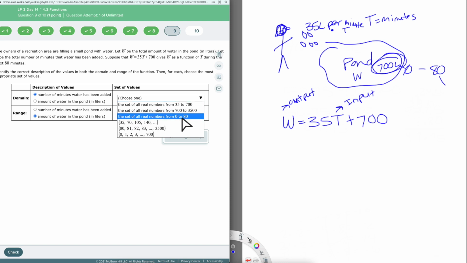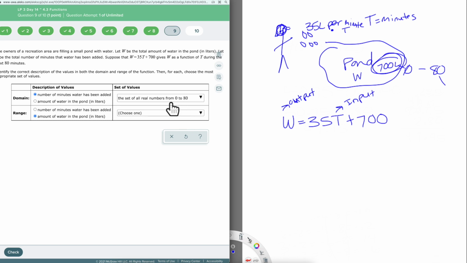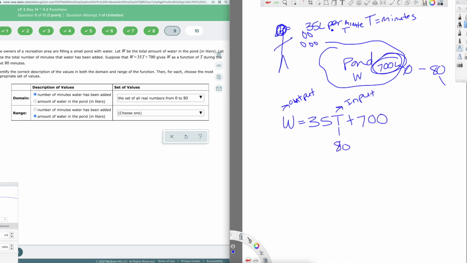I need to pick one that has 0 to 80 so I can see the set of all real numbers between 0 and 80, because that's my time limit. I can either not have started yet, or I can go for 80 minutes. The range has to do with how much water is in there based on that number of minutes. So we already know at the 0 mark, at the starting, we have 700. Now I need to know how much I will have at 80 minutes, because that'll tell me what the top limit of my range is. Right now I can't have less than 700, but I want to know what I can't have more than.